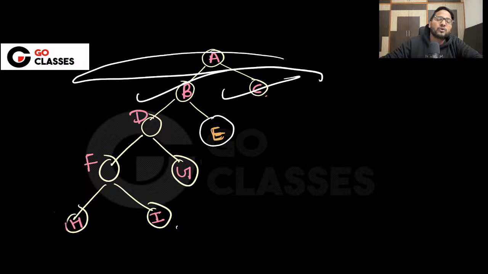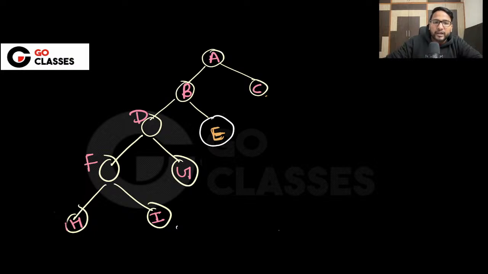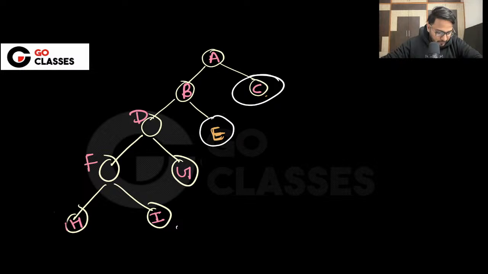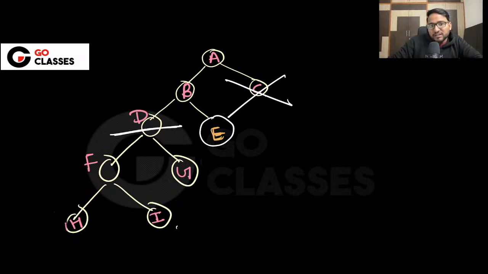Pop out C, then only you can pop out this D. If this D is already explored, then it means you must have popped out the C, right? So that's great. Now you must have popped out the C, then only you can explore this D. And if you are exploring this F, then you must have popped out this E also, right? The E is also not part of the Q.